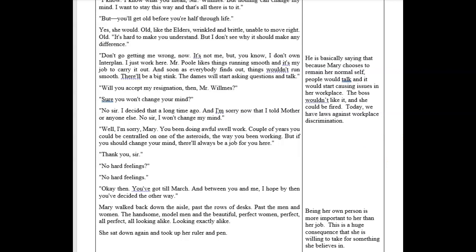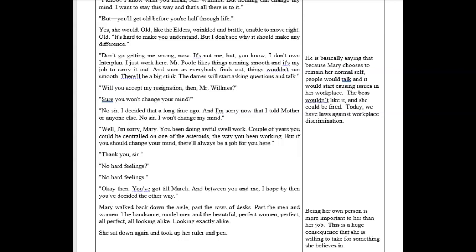Mary walked back down the aisle, past the rows of desks, past the men and the women, the handsome model men and the beautiful, perfect women. Perfect, all looking alike, looking exactly alike. Sat down again and took up her ruler and pen.